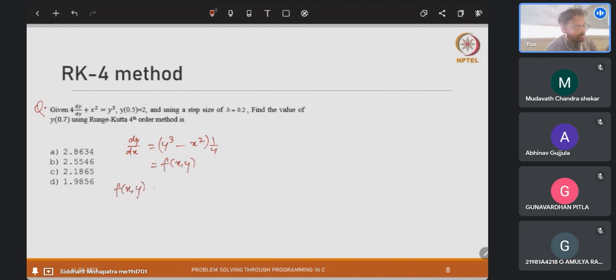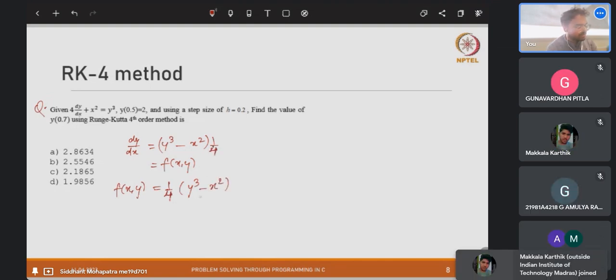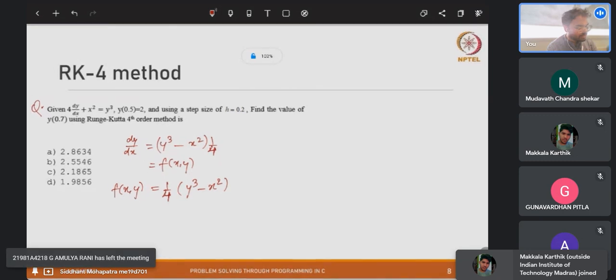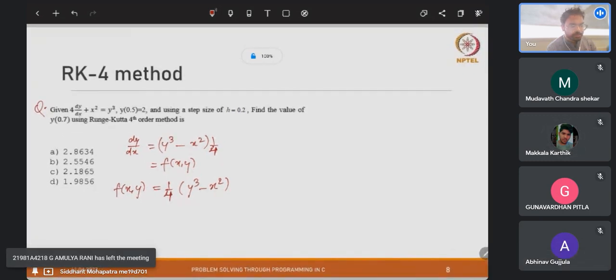I'll just rewrite this. f of x comma y is 1 by 4 into y. Let me write 4 like this, otherwise it will cause confusion. So 1 by 4 into y cube minus x square. Now this is our f of x, y, and now the initial condition has also been given. x equal to 0.5 and y, just a minute.